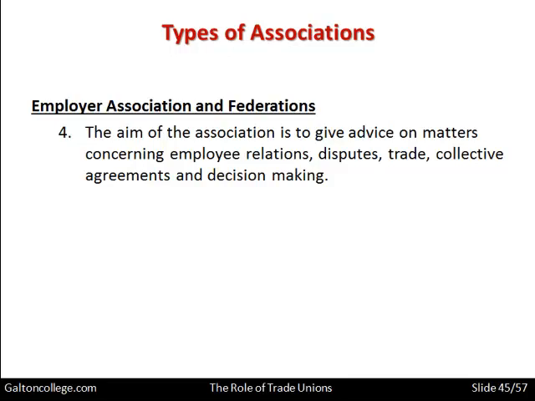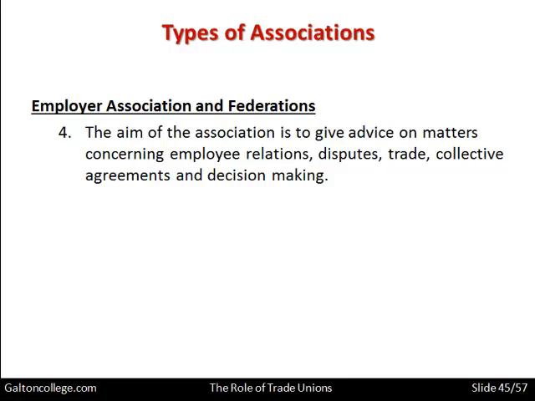The aim of the association is to give advice on matters concerning employee relations, disputes, trade, collective agreements and decision making. So the employer associations benefit because the individual members are kept up to date about current employee relations matters. They're able to talk about disputes and how to resolve disputes, talk about trade issues and collective agreements with the employees, and talk about decision making and how to move forward.